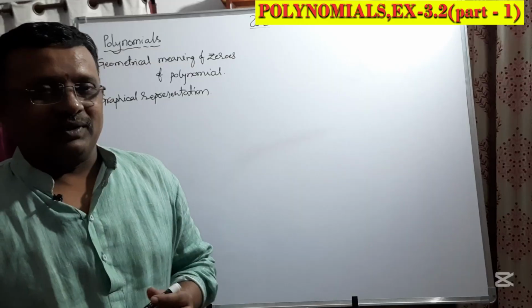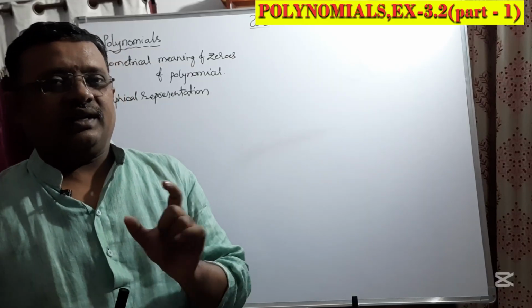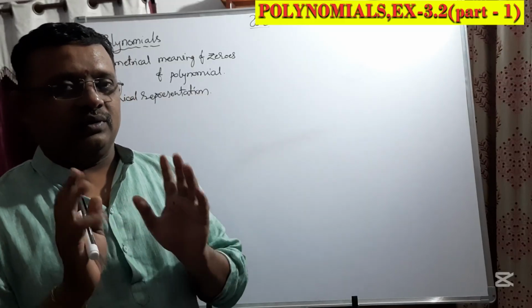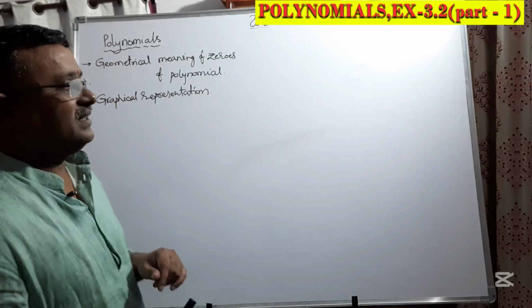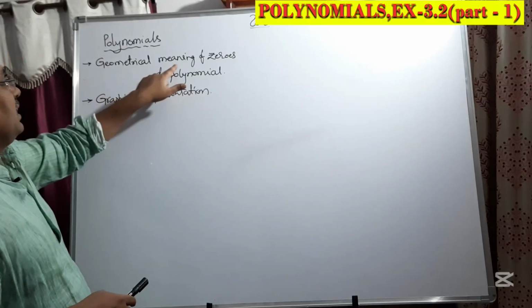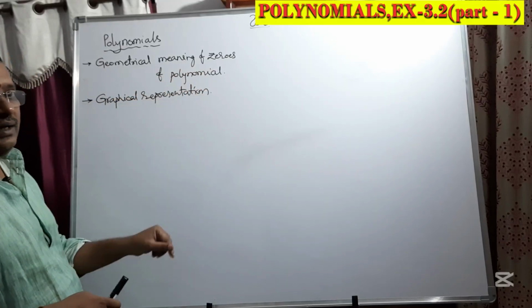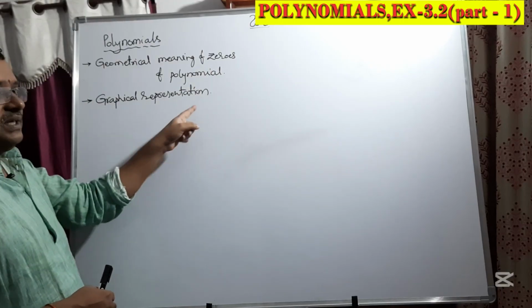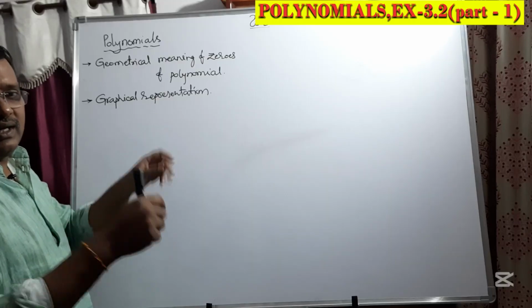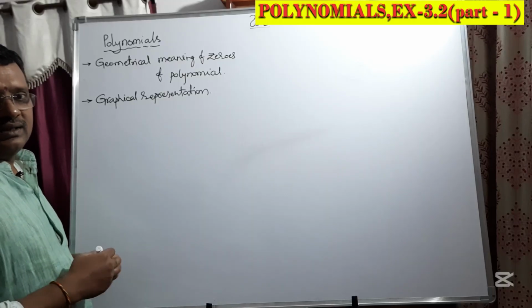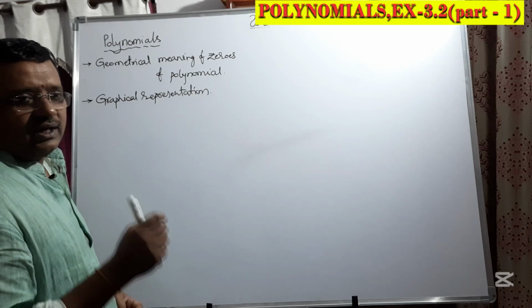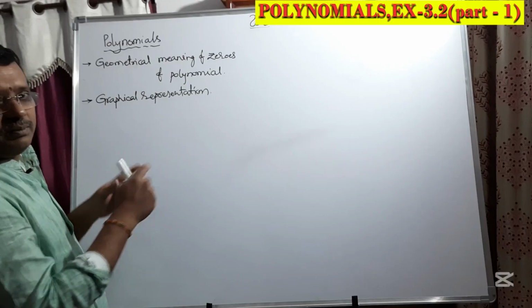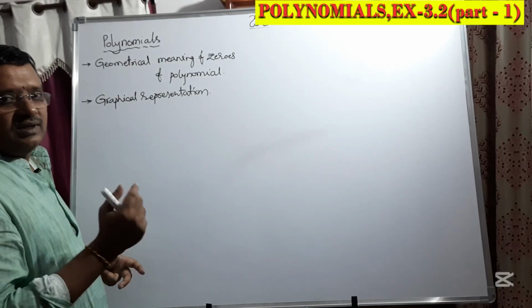Today we are going to discuss one more extraordinarily important topic from polynomials based on exercise 3.2, that is the geometrical meaning of zeros of a polynomial, for bits and 1 mark, 2 marks, and graphical representation, which is very important for 6 marks. You will enjoy the class really. It is an extraordinarily important concept, a damn sure question in this graphical representation for 6 mark long answers. So let's enjoy the class.